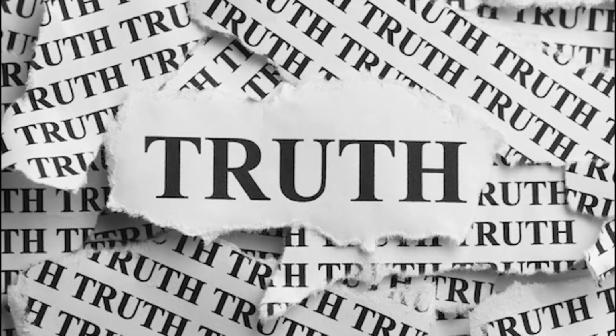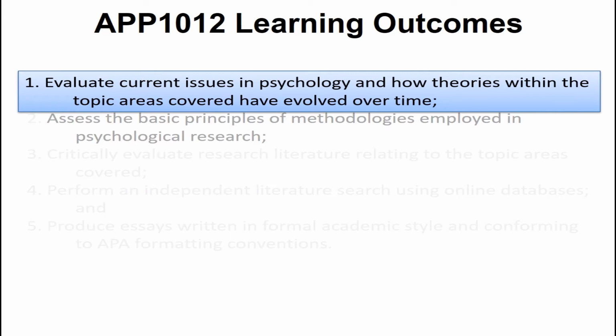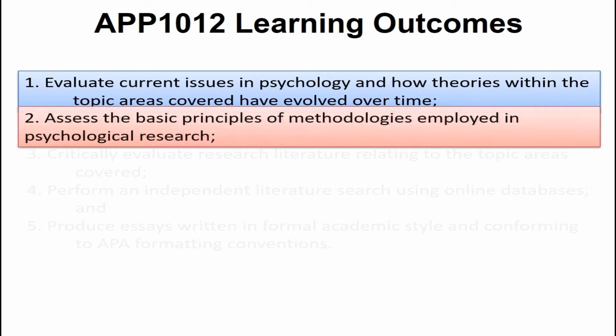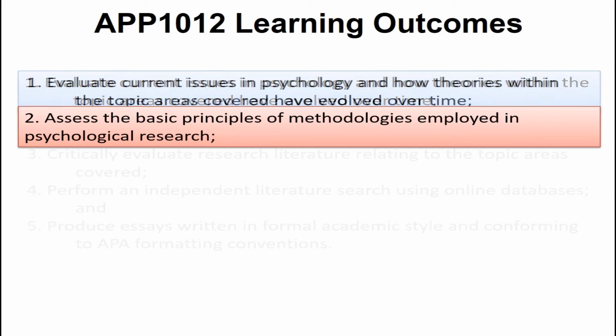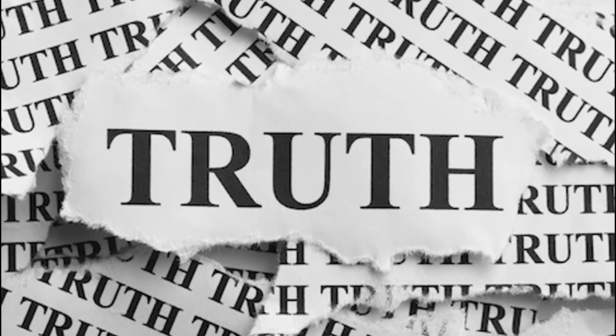Well, at this point, I want to bring in more of a focus on learning outcome 2 in your unit guide. Something behind this is about the basic principles of the methodologies used in psychological research. Basically, what this learning outcome allows us to do is examine the nature of truth. And there are two separate ways psychology has gone about defining truth. There's positivism and social constructionism.